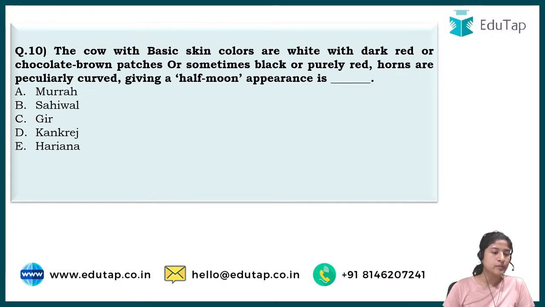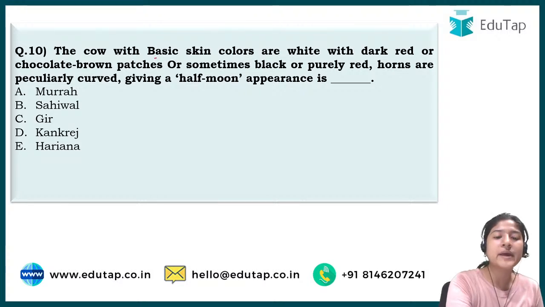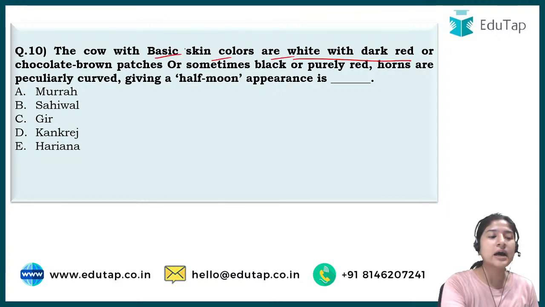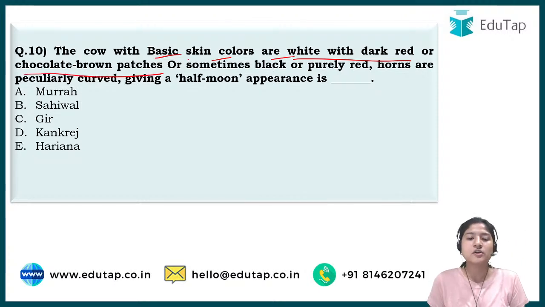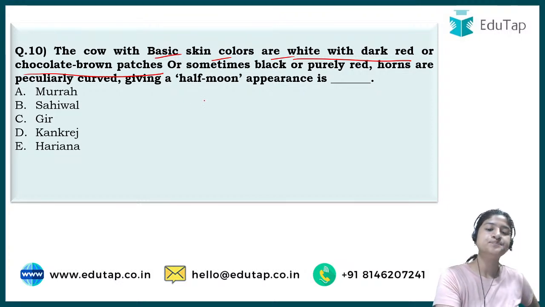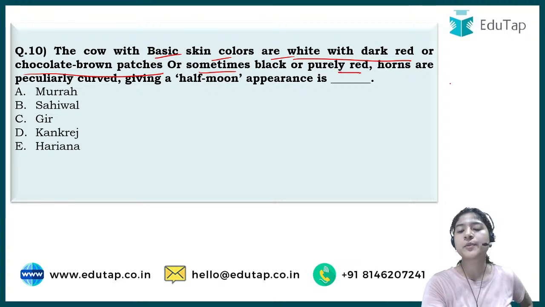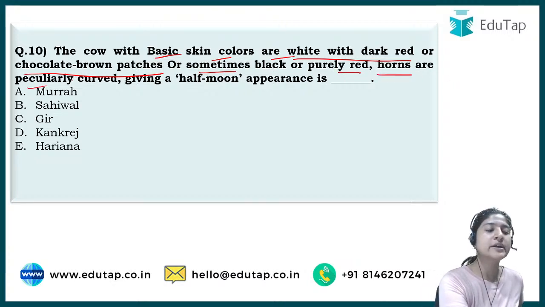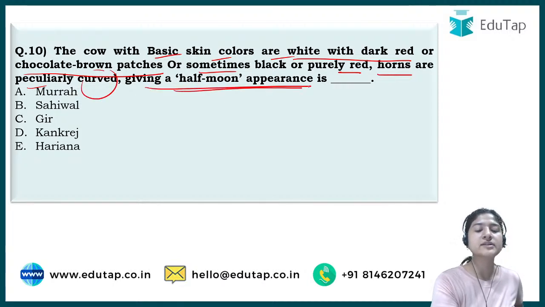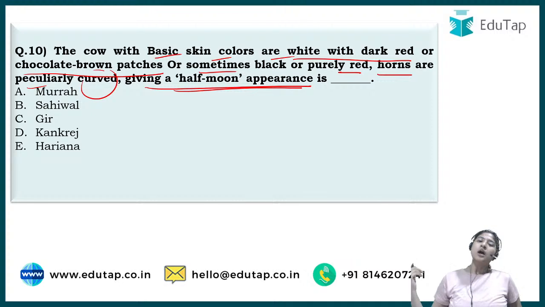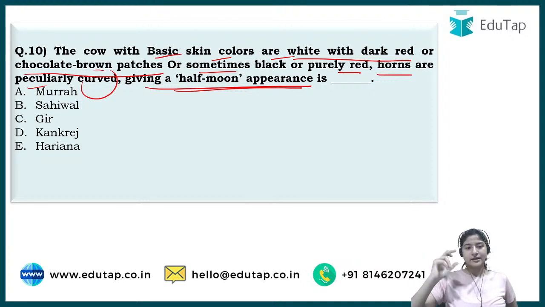Now let's see in the class who tells me the cow with basic skin color. So here also the description of a particular breed has been given. Again a question from animal husbandry. The basic skin colors are white with dark red or chocolate brown. So it is the description of the particular cow that has been in the question, or sometimes black or purely red. Horns are peculiarly curved, giving a half moon appearance. So whenever you are preparing for any breed, you should know about the specific tag that is attached to it.